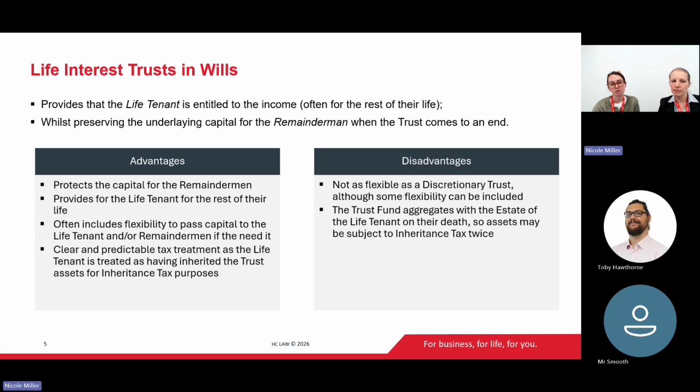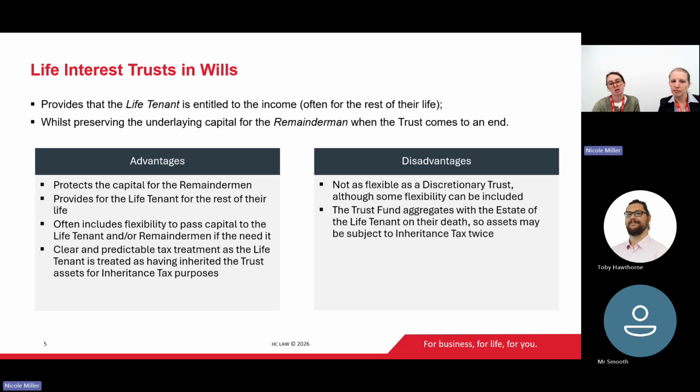It provides for the life tenant for the rest of their life. So they have the right to live in that property, they have the right to the income, and hopefully that income would be enough to service their expenditure. So you're not leaving a spouse or a trust beneficiary without.